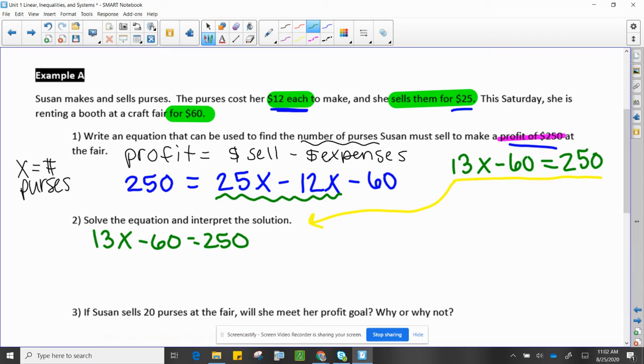Okay. Now this is just a 2-step equation. I'm sure you guys can go ahead and solve this. I'm going to just do the work really quick. If I add 60 to both sides, that's going to give me 310. So then to get x by itself, I'm just dividing. Now it's not going to divide nice. We're going to get this decimal, 23.8. So what that tells me is she has to make 23.8 purses in order to hit that profit goal.